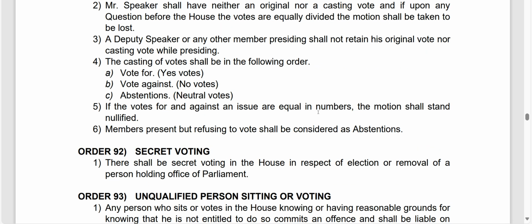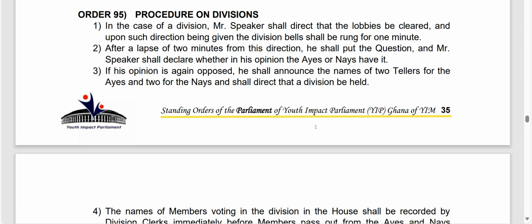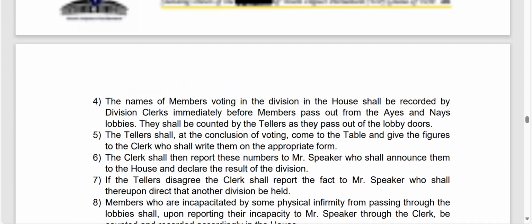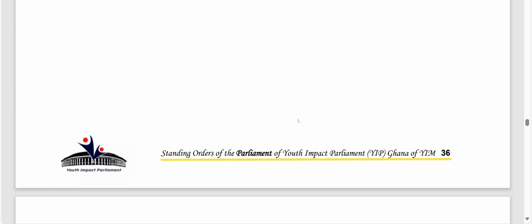So you can either vote for or against, or you abstain. You can abstain from voting. Take note of that. We have division. Division is when you feel that the ayes that Mr. Speaker has declared is not so. You can call for a division or a head count. It's Order 95 over there.